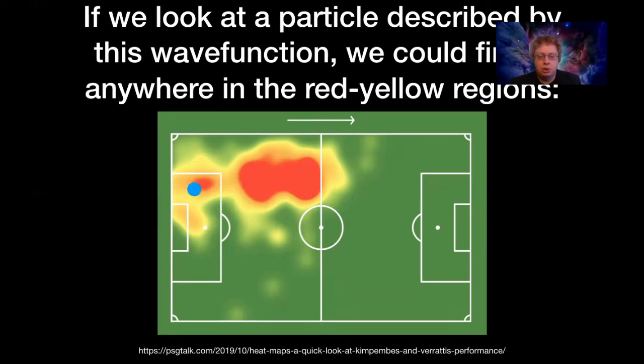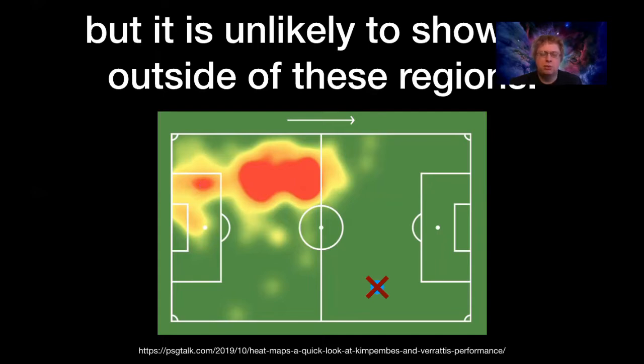But this one, this is another likely location. But this one over here, we're very unlikely to find our particle in this region because this is in the region where the wave function does not show a high probability. So the wave function tells us where a particle might be and where a particle most likely is, but it can't tell us where that particle will be or where it definitely is.